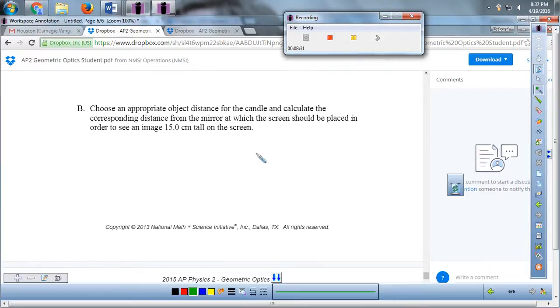Okay, so I said, well, if you want the image to be enlarged and you want it real so that it'll show on the screen, you need to place the candle between F and 2F. And I know that because I've studied the ray cases.